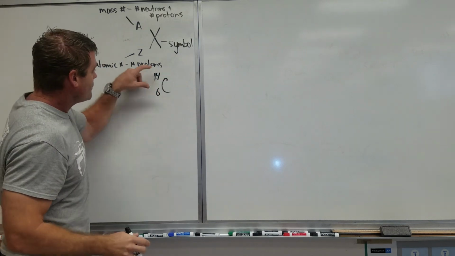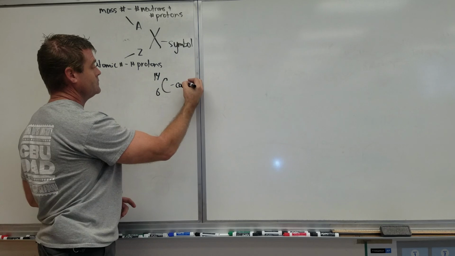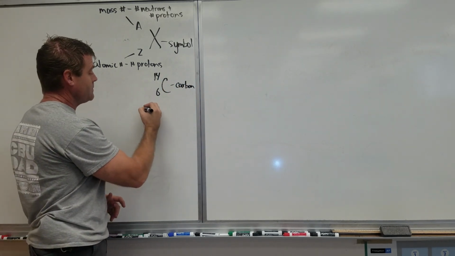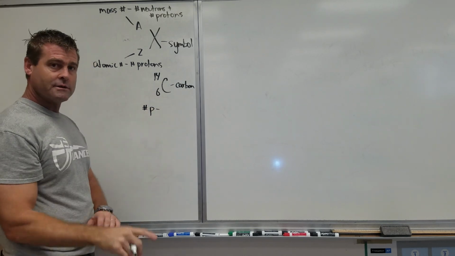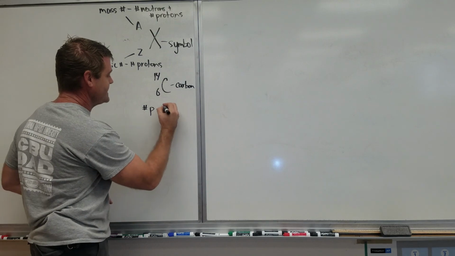So from this, you guys should be able to tell me, oh, that's carbon. And there's a number of other things you can tell me. You should be able to tell me the number of protons. How many protons would that have? You guys should look, oh, the Z number, that's the atomic number, the number of protons. It's got 6, okay?